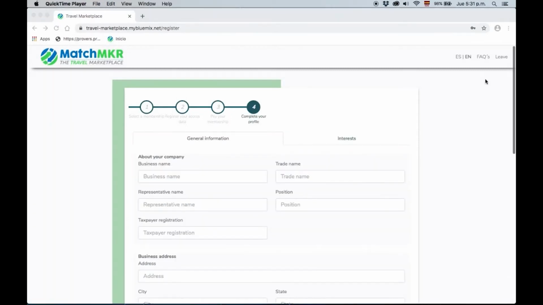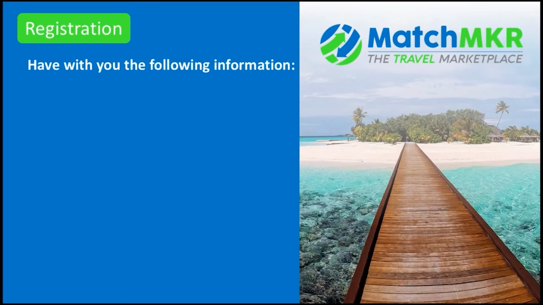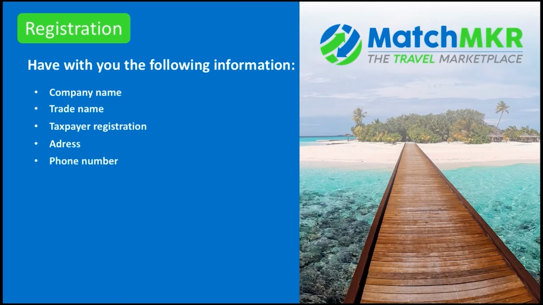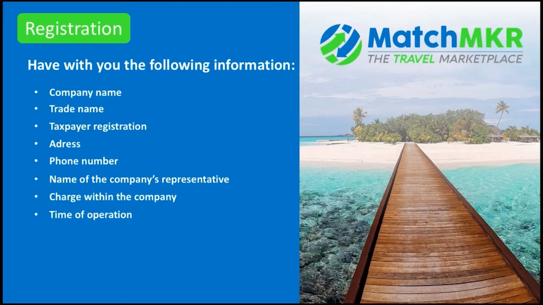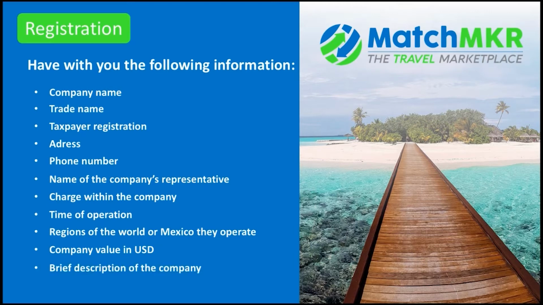The next step is to create our business profile. To do this, we suggest having the following information with you: company name, trade name, taxpayer registration, address, phone number, name of the company's representative that will be using the platform, charge within the company, time of operation, regions of the world or Mexico you operate, the value of the company in US dollars, brief description of the company, and finally, a selection of the best pictures and/or videos of the services you provide.